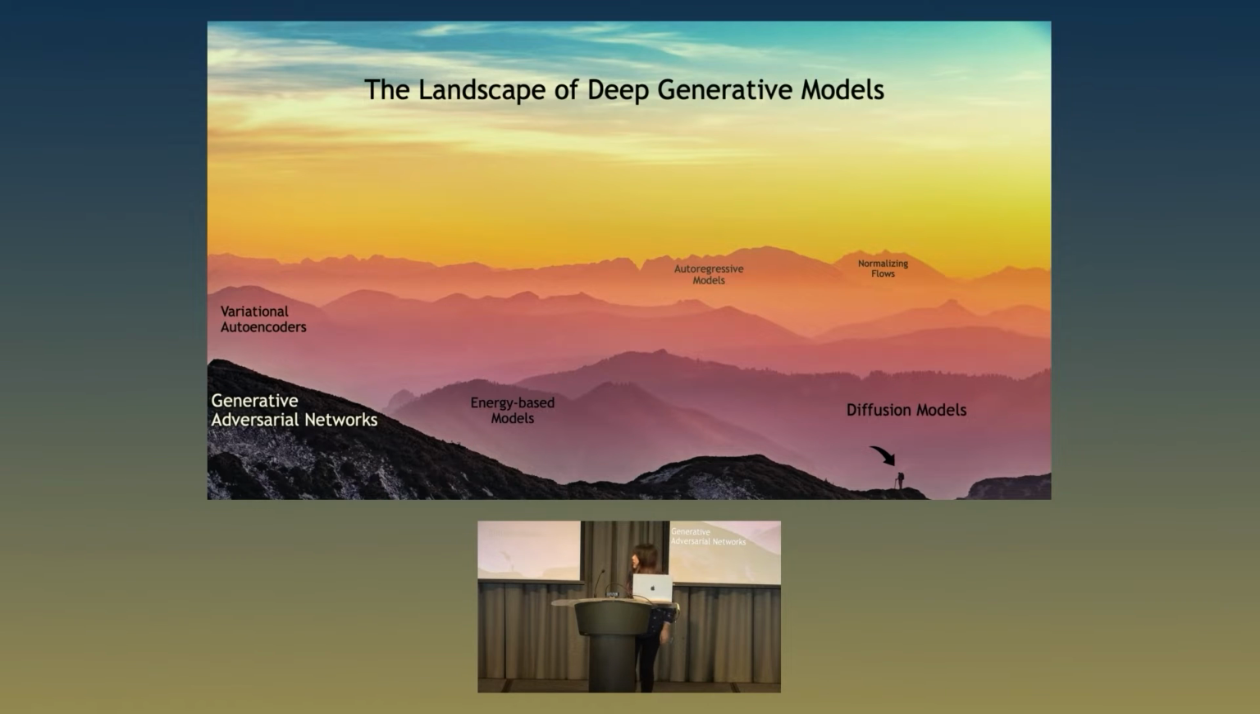If we take a look at the landscape of deep generative models, we have a long history of developing different types of generative models. For example, generative adversarial networks have been dominating the whole field for almost 5 years, I would say. And we have other types of generative models, for example, variational autoencoders, energy-based models, autoregressive models, which are the leading model in language, but less leading, I would say, in the vision domain, as well as normalizing flows. And we have these diffusion models.